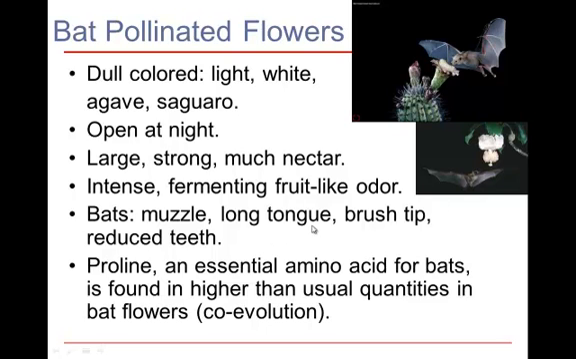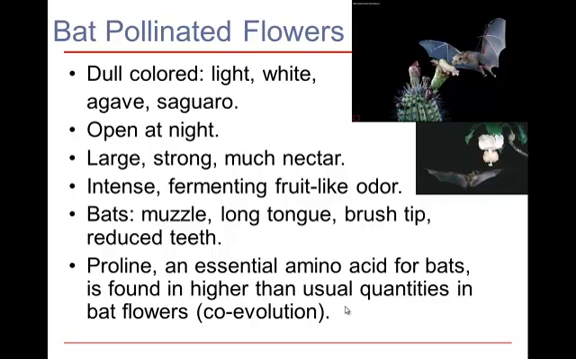And an interesting example of coevolution is the fact that in the nectar of these flowers, there is a lot of proline, which is an essential amino acid, an amino acid that bats can't make and is part of their flight membranes. And with that, we're going to conclude the second interaction of pollination, our discussion of it.